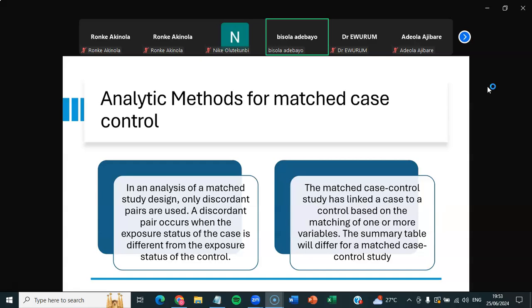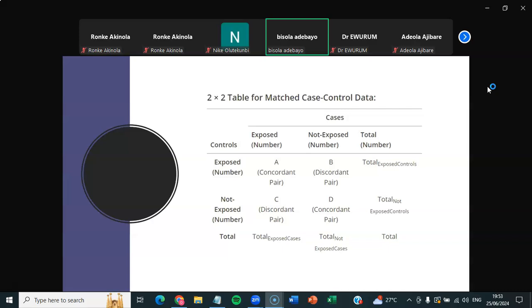So the matched case control study has linked a case to a control based on those variables. And this is how it looks. You can see it now looks different. Before, in the columns we had the cases and the controls together, and in the rows we had exposed or not exposed. But now you have the cases separated into exposed and non-exposed, and you also have your controls separated into exposed and not exposed.